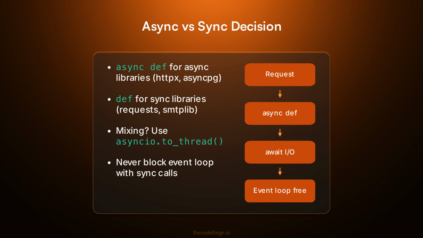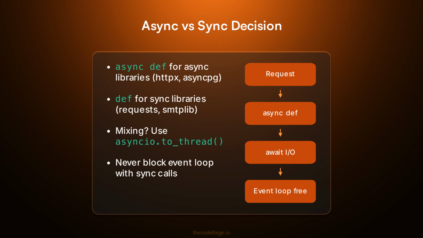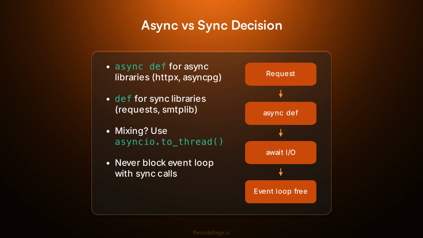The single most important decision: use async def only when calling async libraries like HTTPX or async. For synchronous code like requests or SMTP, use regular def, so FastAPI offloads it to a thread pool. If you must mix, wrap sync calls with asyncio.to_thread.